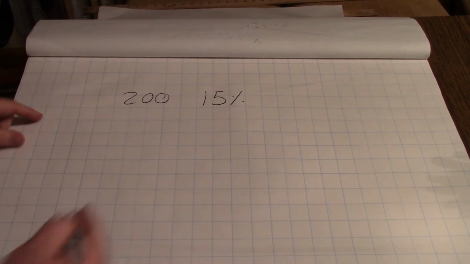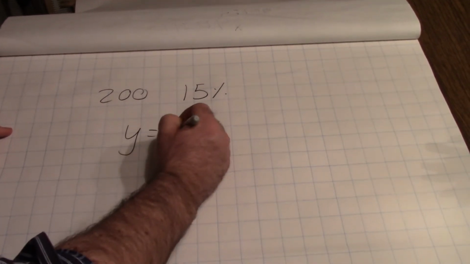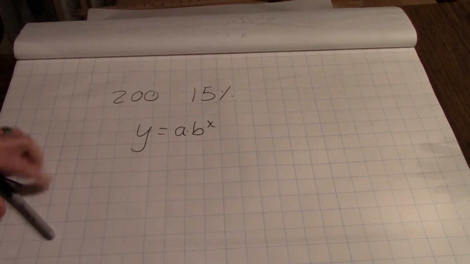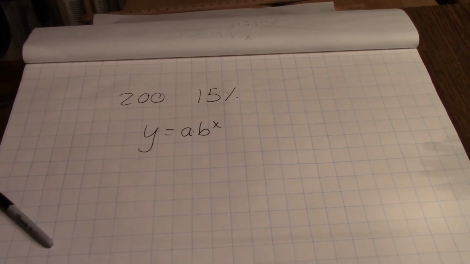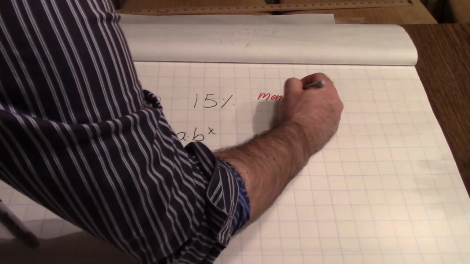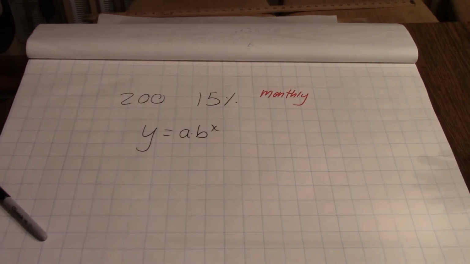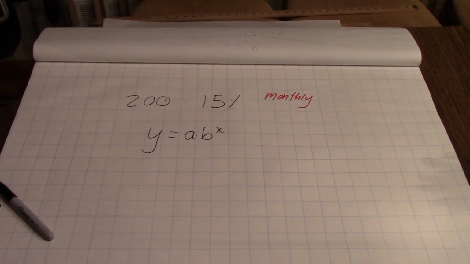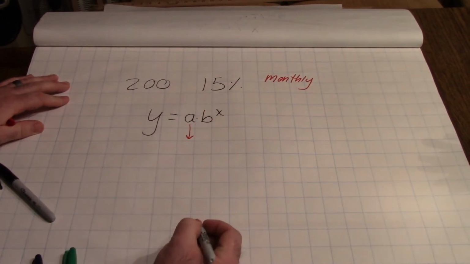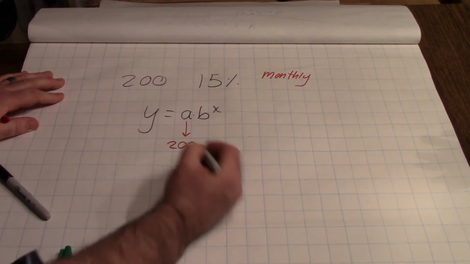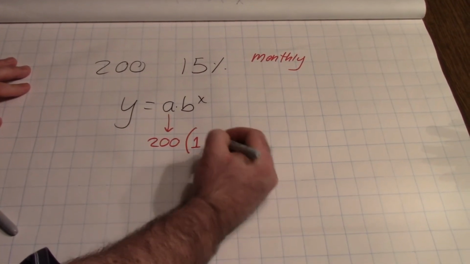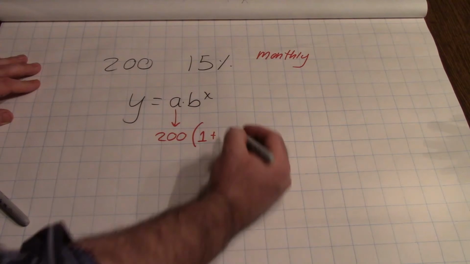Again, we're going to plug this into our equation, y equals a times b to the x. Don't forget, that's exactly the same thing. And here's the deal. Calbeckistan Industries gives you monthly compounded interest. So let's see what this looks like over some time. The first thing is we plug in our starting value, which is 200. My interest rate, remember, is going to be 1 plus the rate, which is 0.15.